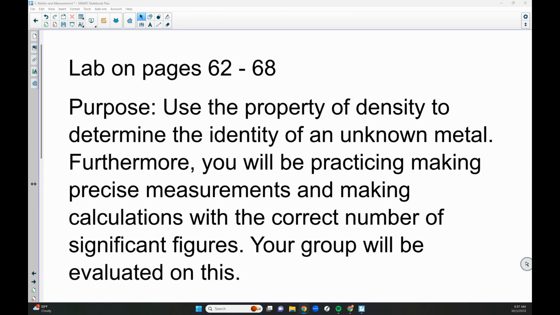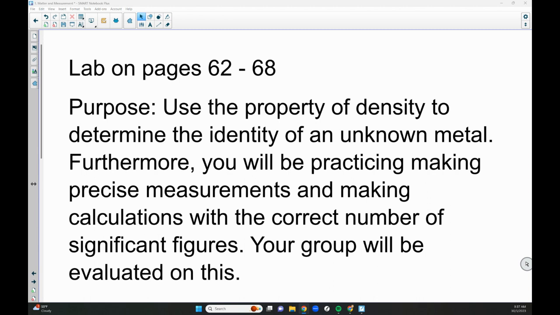You are going to be doing a lab today, and I'm obviously not present, so I wanted to give you some notes here to help you be successful. So first of all, the lab is on pages 62 through 68. We're not going to do all those pages today, though. Today on Friday, you're only going to be doing pages 62 through 64.